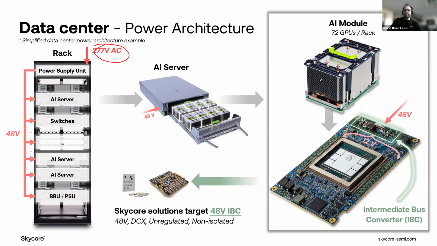We found that the 48 to 12 volt step is part of the power conversion chain that happens directly on the board. It's a place where you need really high performance, because any waste you have here will turn into heat, and you need to evacuate that heat out of the data center, and that's very expensive. So that's where our demonstrators are focused.